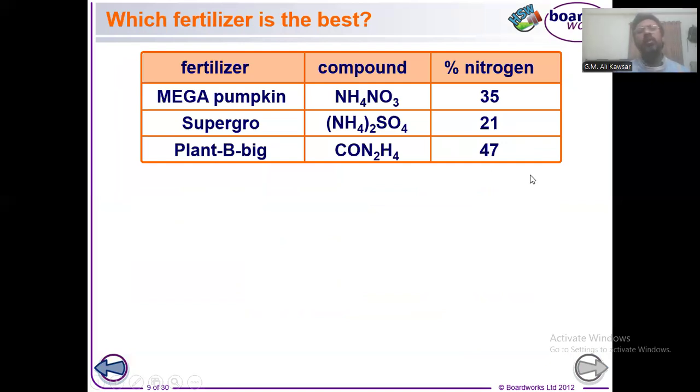The next better one is ammonium nitrate. On the left side, the commercial names are given, but the chemical names are given in the middle. The first one is ammonium nitrate, then ammonium sulfate, and urea. Among these compounds, urea contains the maximum amount of nitrogen. That is why it is best. I hope students you understood.